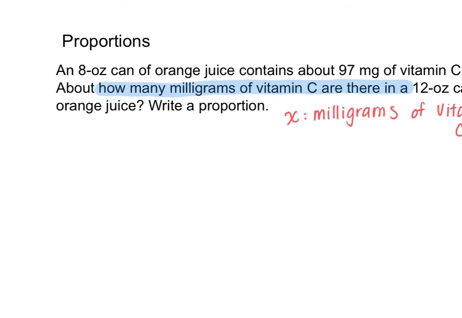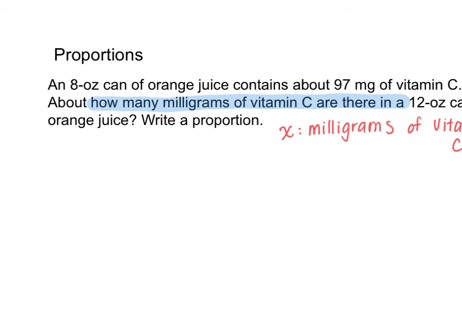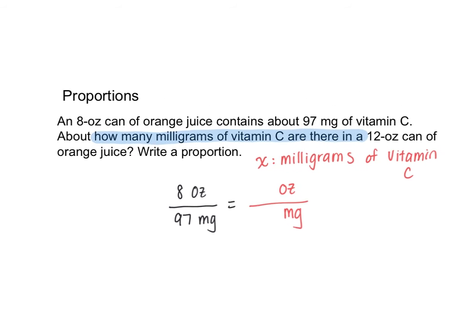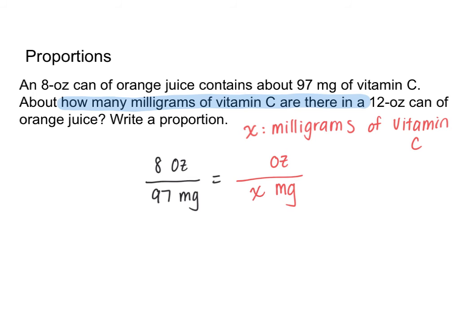Okay, so let's set up our proportion. So we started with 8 ounces of orange juice, and that had 97 milligrams of vitamin C. Okay, so since we set up our first proportion with ounces and milligrams, the right side of our proportion must be ounces over milligrams as well. Okay, now we don't know how many milligrams there are, so that's going to be our x, but we do know that it's a 12-ounce can that we're trying to figure out. So we write 12. All we do from here is we cross multiply.